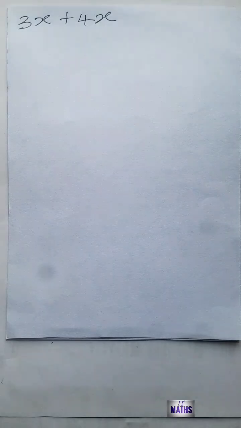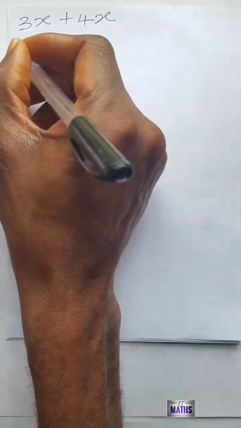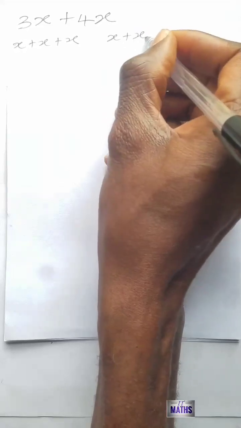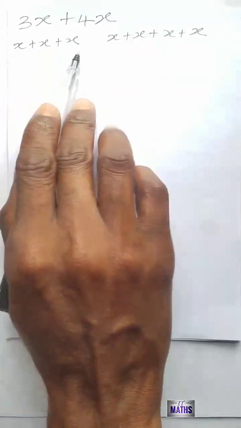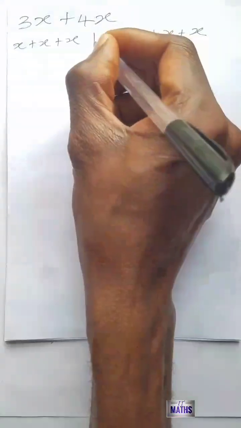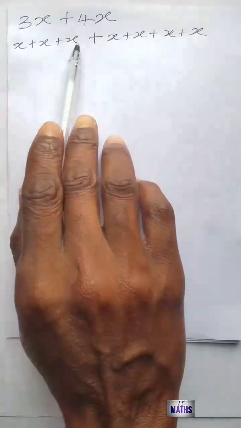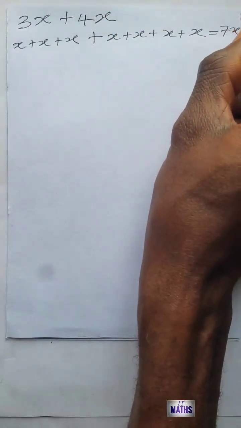Now let's see some addition and subtraction in algebra. How do I handle this? Now know that this means x plus x plus x, right? And this means what? x plus x plus x plus x. What am I doing? x in 3 places, x in 4 places. And this is my addition sign. So what is that? 1, 2, 3, 4, 5, 6, 7. The answer is what? 7x.